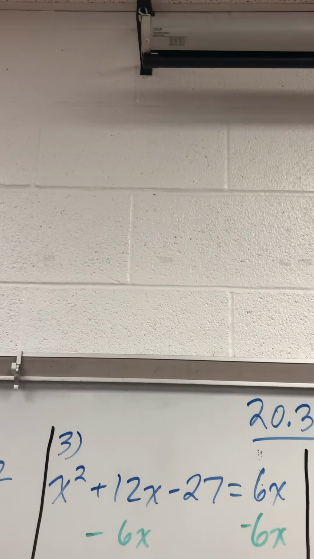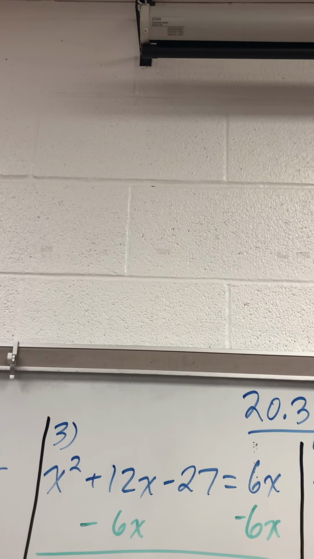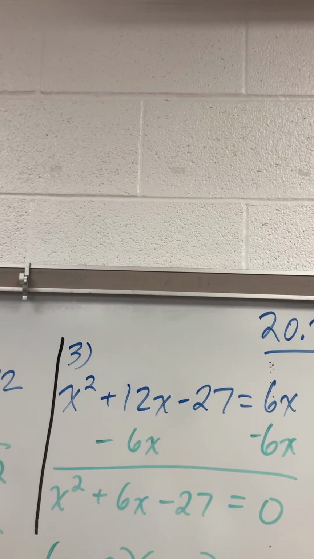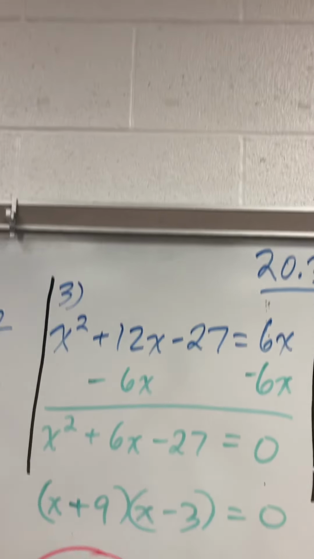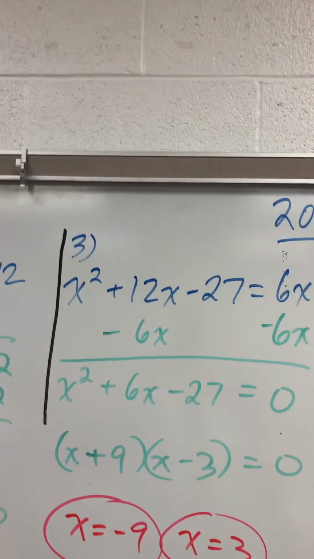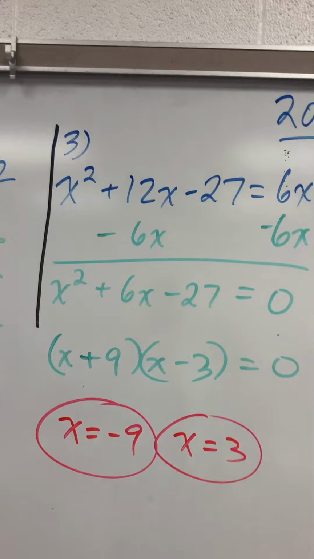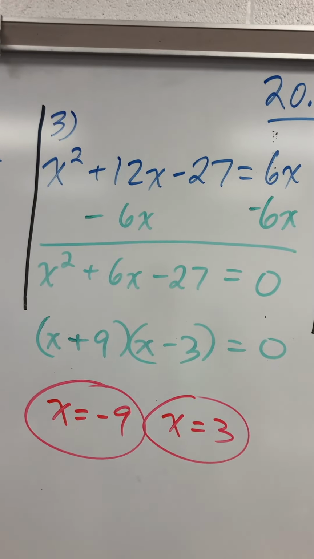Over here, I'm going to start by minusing 6x to give me x squared plus 6x minus 27 equals 0, which factors to x plus 9, x minus 3. So my answer is x equals -9 and x equals +3.